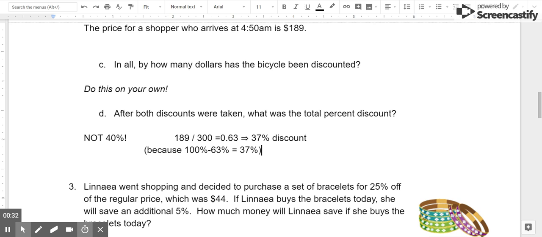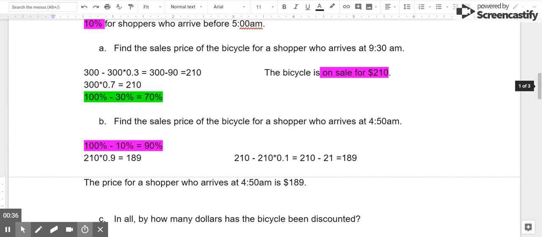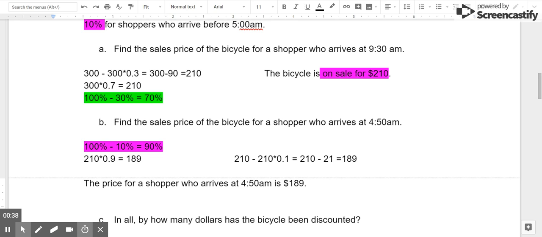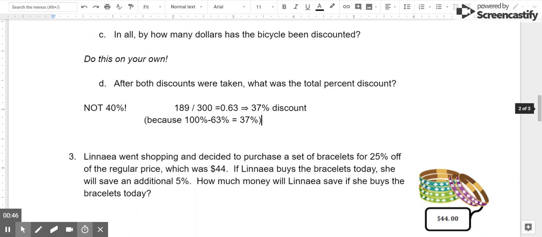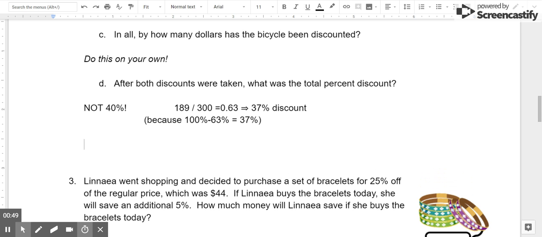Here's another way I could have gotten to that 37% discount. To use this second strategy, I'm going to be thinking about these subtraction problems. First, I paid 70% of the original price, and then I paid 90% of the following price. So let's use those numbers. So first I paid 70% of the original, and then I paid 90% of the sale price.